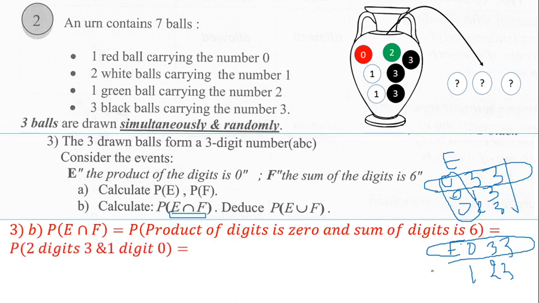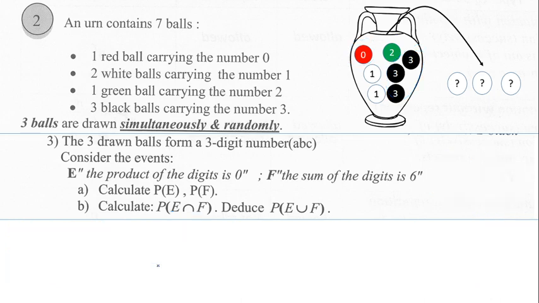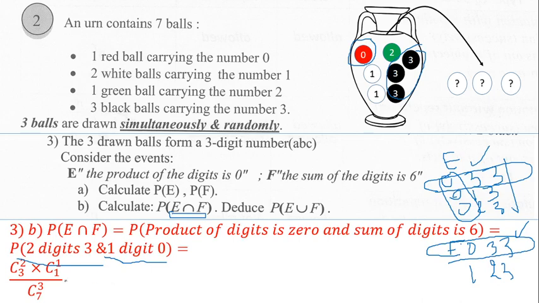So it's very simple. To solve this, you need to write the cases for E and the cases for F, and see which case satisfies both conditions. Otherwise we can't. So we will choose two digits: we have 3 balls, choose 2 out of 3. And we need one digit of 0. How many balls hold the digit 0? Only one. So choose it, and you will get the answer. This is very important. It's not easy.